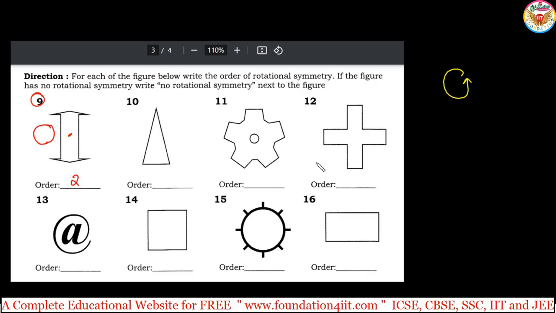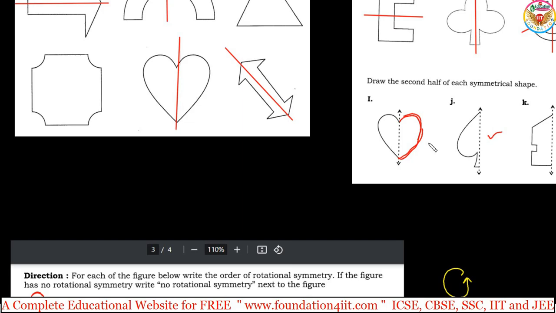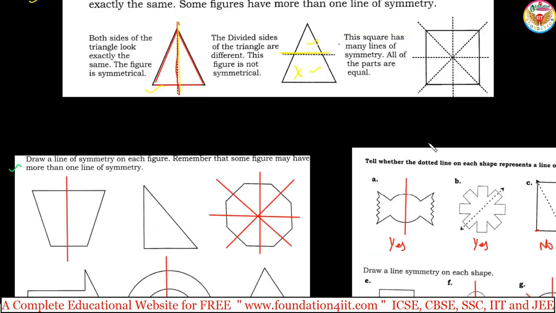So when you complete the circle, however many times the same shape appears, that many times you have to count. That is the order, in one full circle. Whatever shape it is, when you complete 360, it will come one time. But more than one, you can find through the order, right?